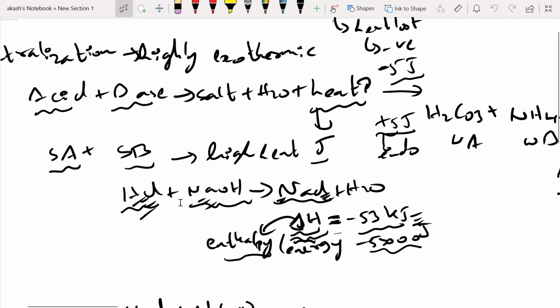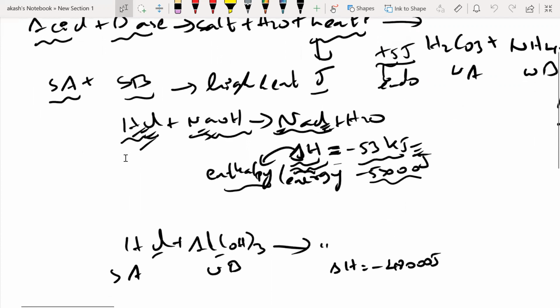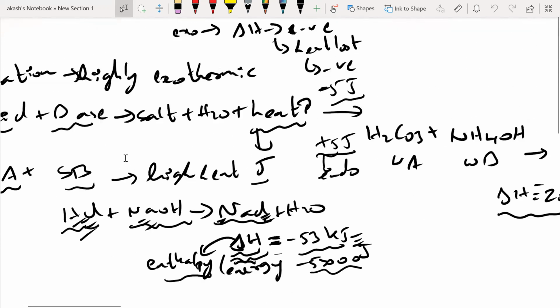If I use a strong acid plus a strong base, there will be a huge amount of heat released. But if any one of them is weak, like a weak acid and a strong base, the amount of heat generated would be a little less. Same way, with a strong acid and a weak base, the heat generated would be less. And if both of them are weak, obviously it is going to be the least amount of heat evolved during the reaction. So this we saw.